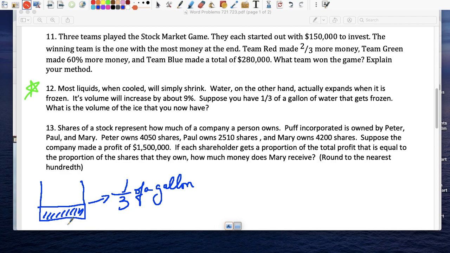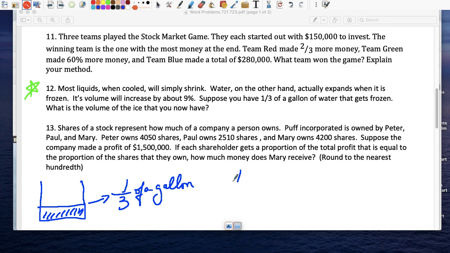Water, on the other hand, actually expands when it's frozen. So they're going to freeze this water, and the volume is going to increase by 9%. So suppose you have 1/3 of a gallon of water that gets frozen. What is the volume of the ice that you now have? So it's going to get a little bigger, right?